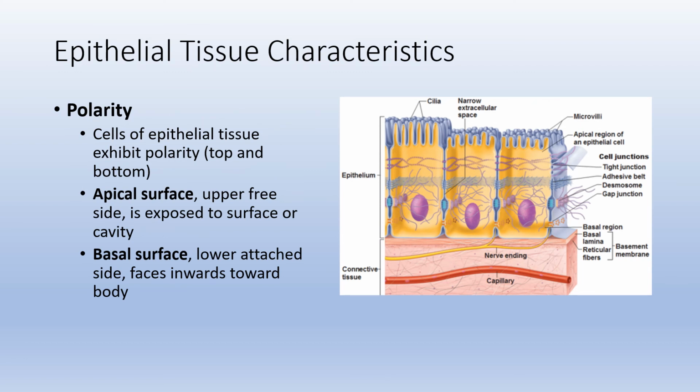The first distinguishing characteristic of epithelial tissue, and something that sets it aside from the other 3 primary tissue types, is its polarity, meaning that it has sides and it has a top and a bottom. The top of epithelial tissue is known as the apical surface, and this is the upper free side. For example, your intestines are lined with epithelial tissue. The apical side of that tissue faces whatever is passing through your intestines, whether that's pizza that you had for lunch or coffee that you drank for breakfast.